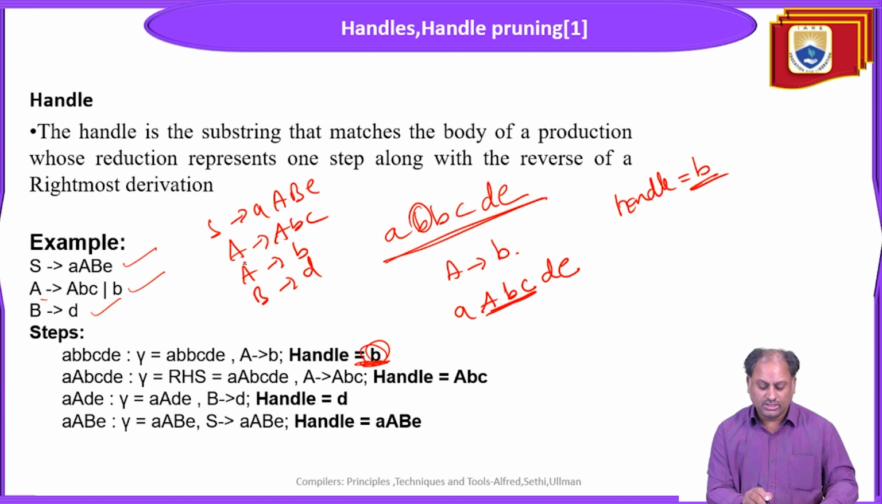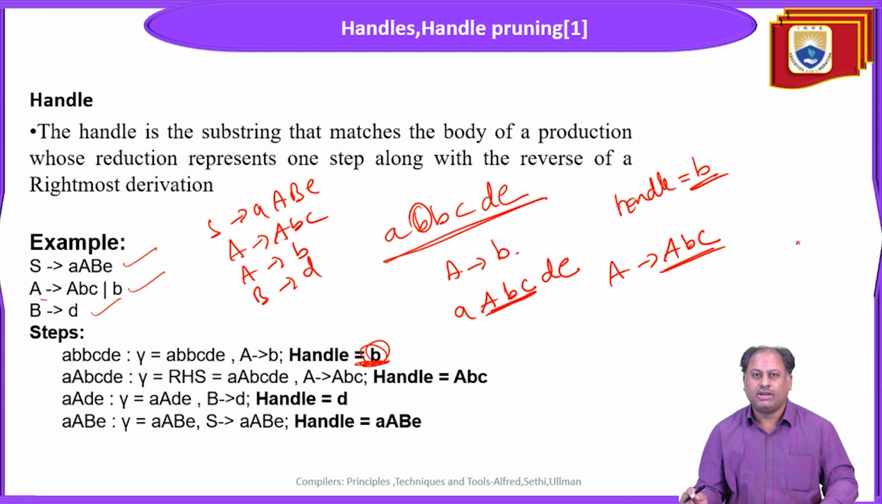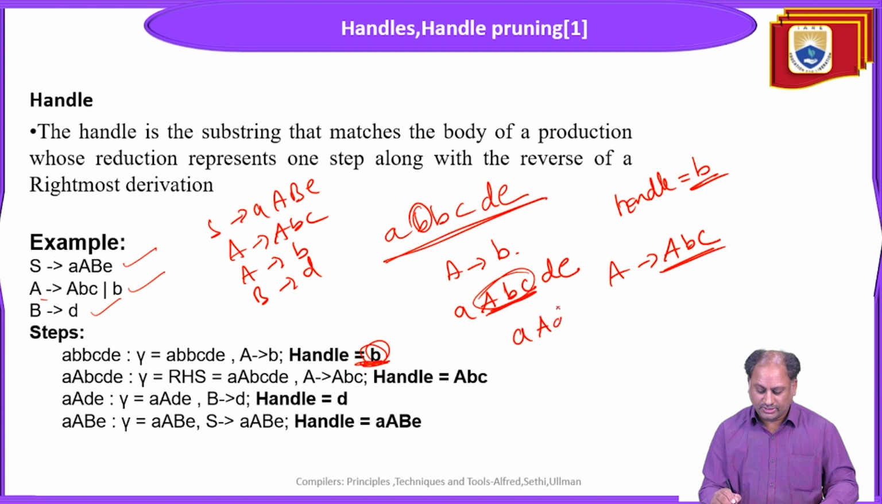Here the head is, if you consider, capital A derives capital A, small b, small c. Here the body of the production is capital A, small b, small c, which exactly matches the given substring. That's why we replace this with capital A. Then we are getting d. And here the handle is nothing but small a, b, c.